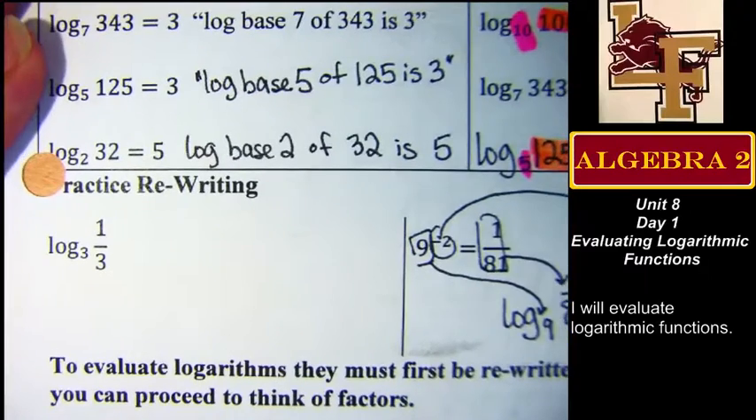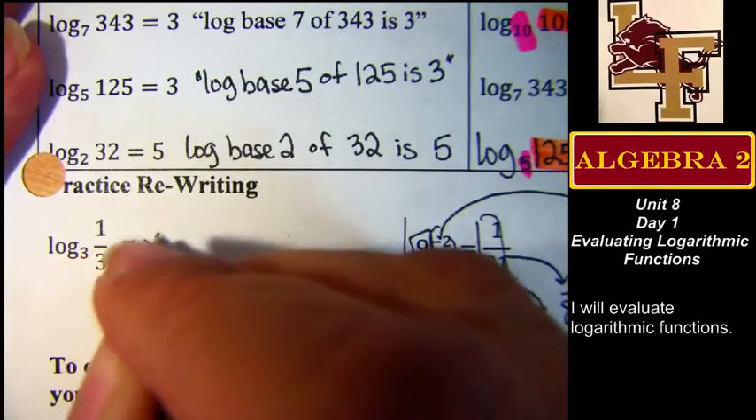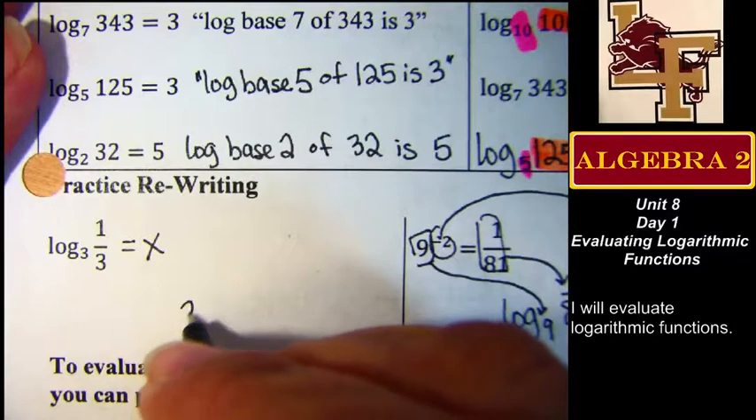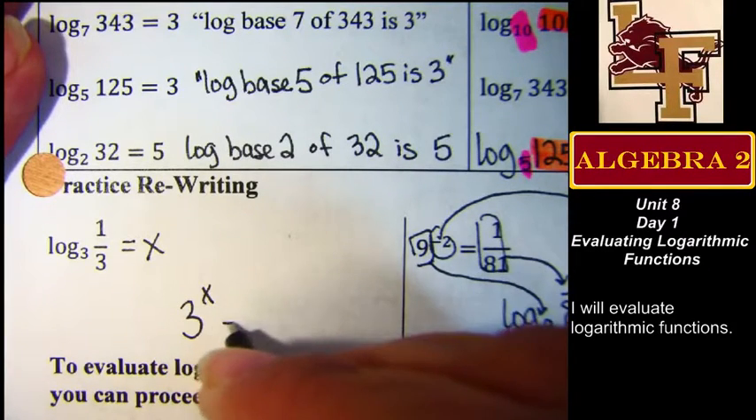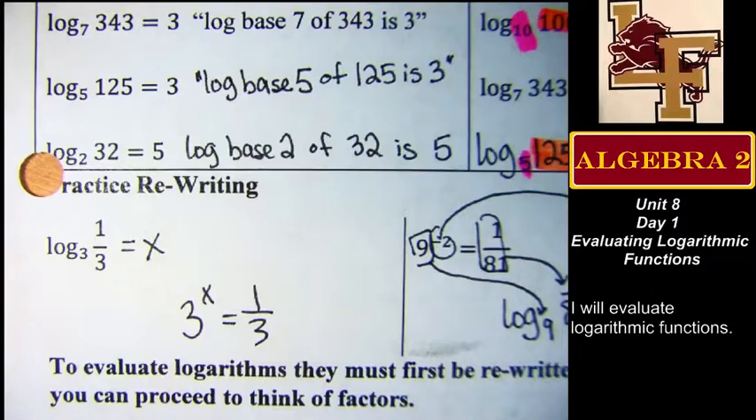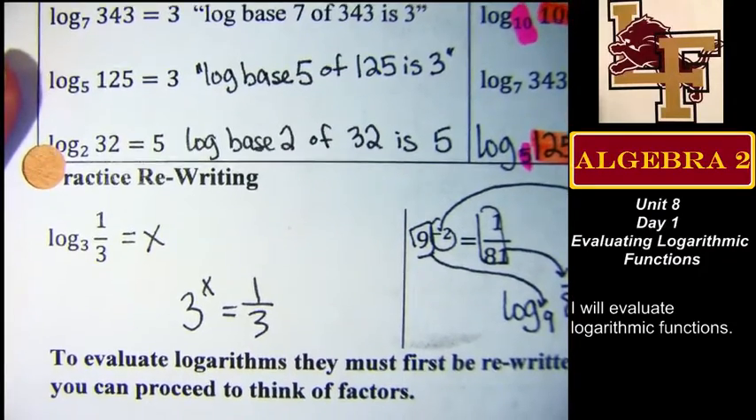Okay, let's practice rewriting this one. I don't have an equals, so I need to put it. Equals x. What's the base? 3. Exponent? x equals 130. What the heck? That's it! Is that it? That's it for the rewriting. That's all you've got to do. I know, right?